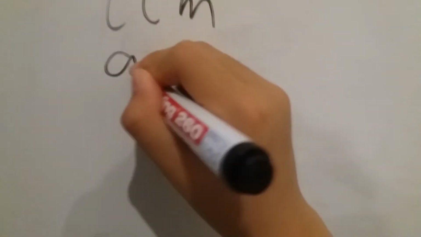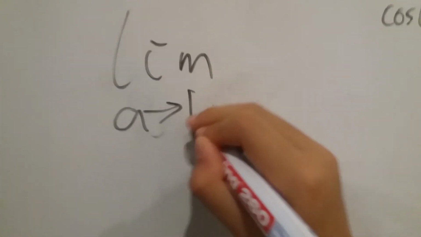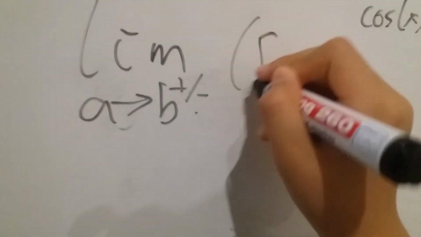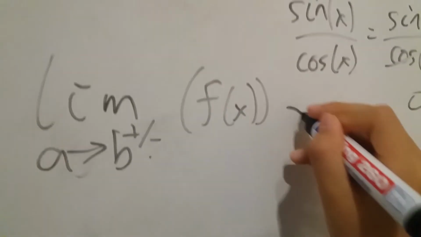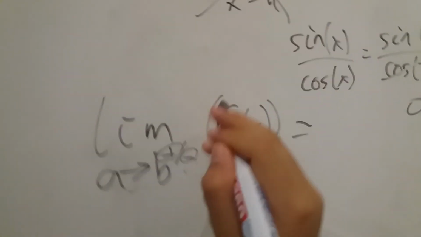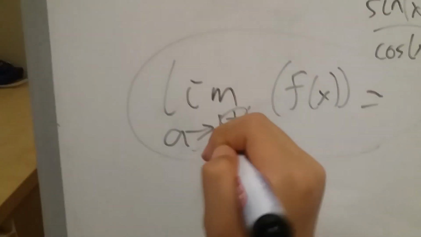Well, there's a general notation for the limit as x approaches some value b from the positive or the negative side of some function f of x. And this can be useful, but I'm going to explain that next video, so keep out. Remember this, and remember that tangent of x is not defined.